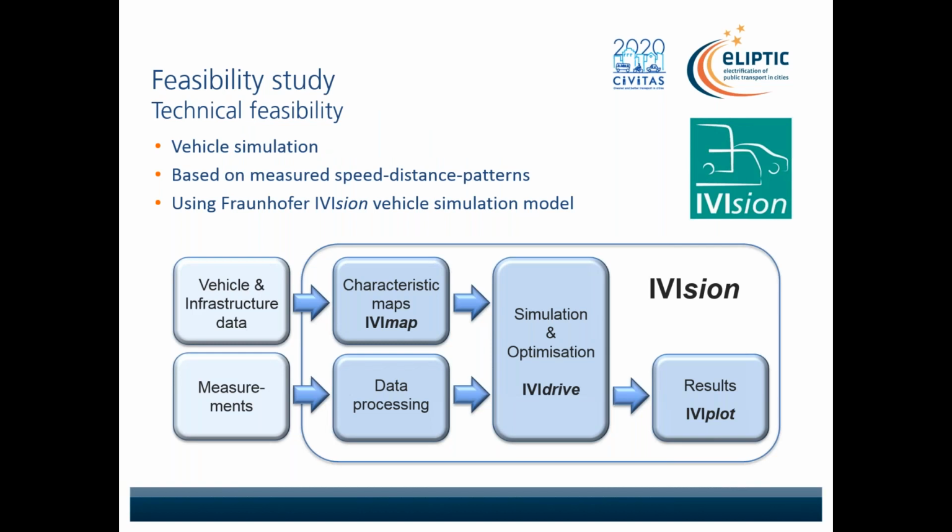We carried out this feasibility study using our in-house vehicle simulation tool iVision, which is, and this is a difference to the approach from RWTH Aachen, based on measured speed distance patterns or speed time patterns. iVision roughly consists of the vehicle and infrastructure data, which has to be put into the simulation tool. We always carry out measurements. We never use artificial speed profiles, because from our point of view, based on our experiences, it would be practically suicidal to use artificial speed profiles.